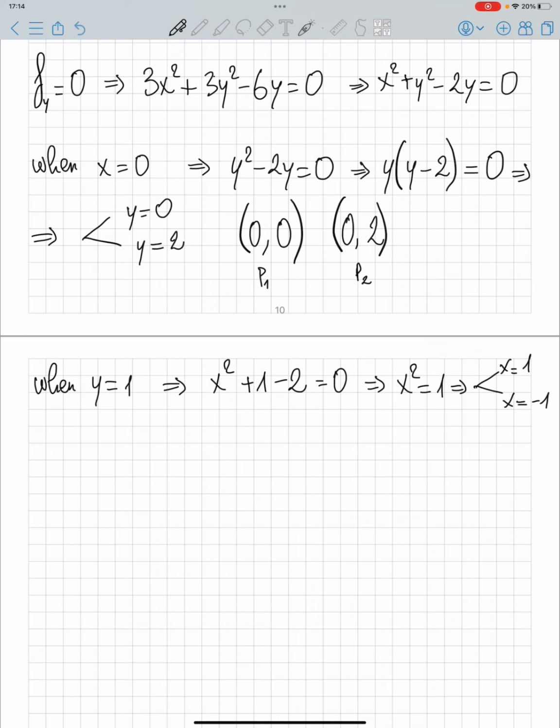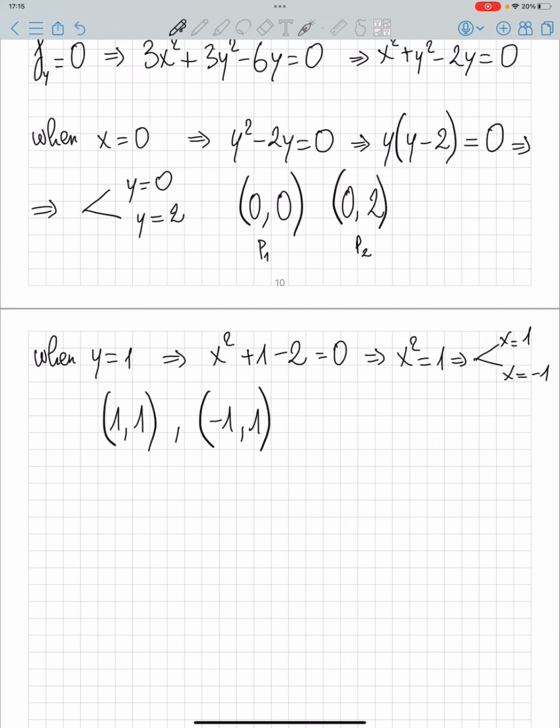So we can write other two critical points. When x is equal to 1, y is equal to 1, and x is equal to minus 1 and y is equal to 1, right? We have other two critical points, so let's call it P3 and P4.